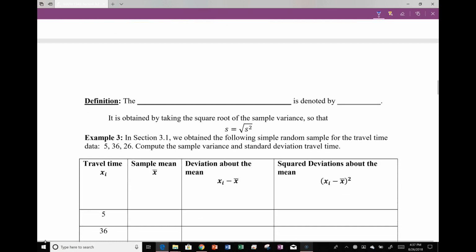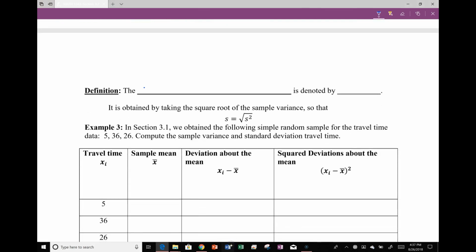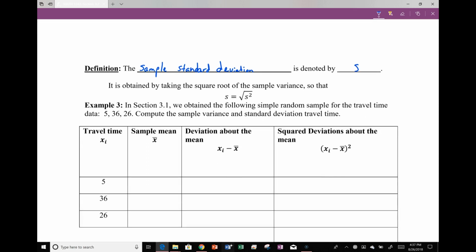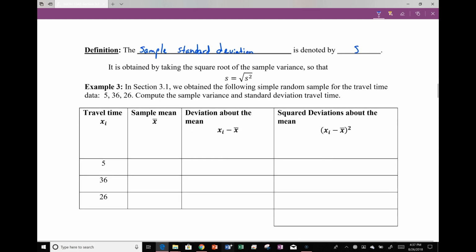So looking at the sample standard deviation, again we're going to calculate the variance and then take the square root of it. And recall it's denoted by s. So we took the variance and then we took the square root of it.